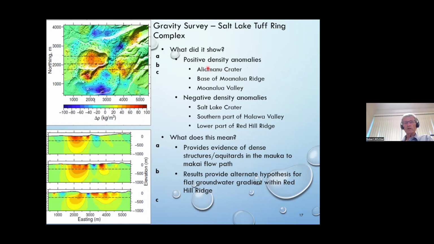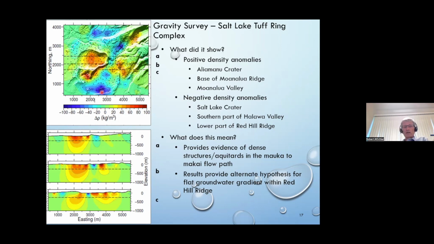So the positive density anomalies were present directly underneath the Moanalua crater, within the base of the Moanalua Ridge and Moanalua Valley. The negative or less dense structures, ironically, would be within the Salt Lake crater, which is in contrast to Moanalua crater, also within the southern part of South Halawa Valley and the lower part of the Red Hill Ridge. So what does this mean?